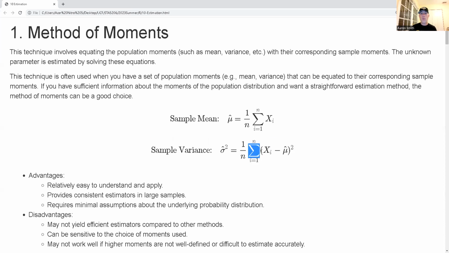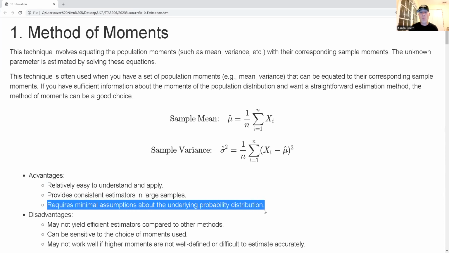Add up the square differences and divide by n. All right, so there's advantages and disadvantages with every way that we can estimate point values. So method of moments, the advantages are, honestly, they're relatively easy to understand and apply. They provide consistent estimators when we have large samples, and they require minimal assumptions about the underlying probability distribution.